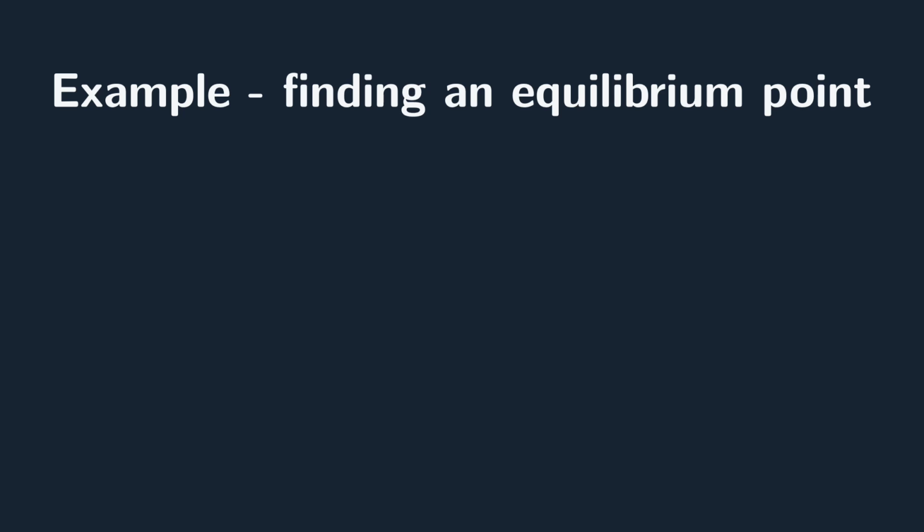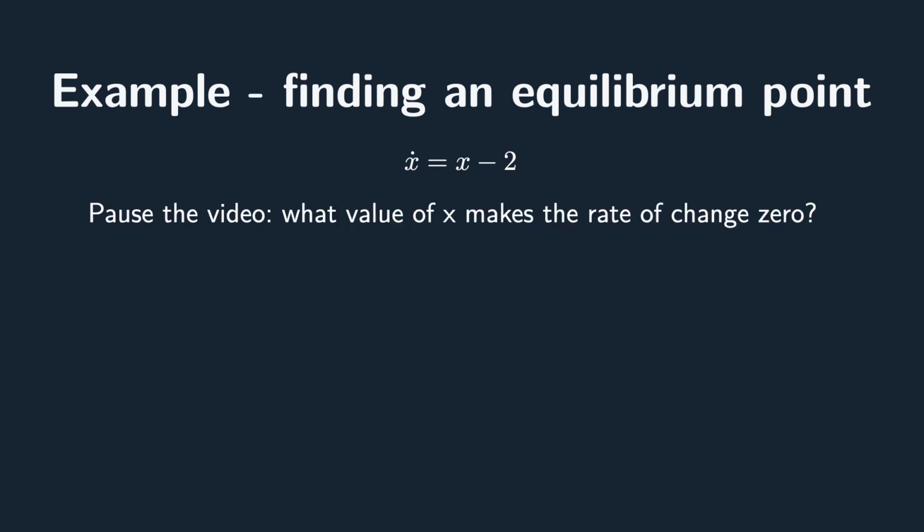Let's look at an example of how to find an equilibrium point. Suppose the system is described by x dot equals x minus 2. To find an equilibrium point, we ask, what value of x makes the rate of change 0? You may want to pause the video here and try this before we look at the answer.